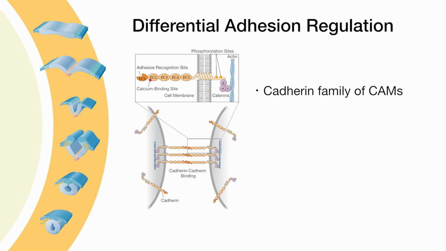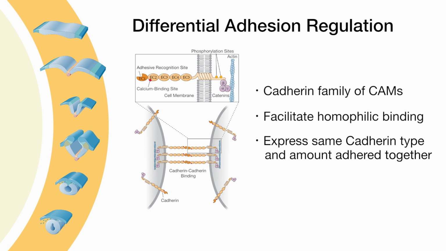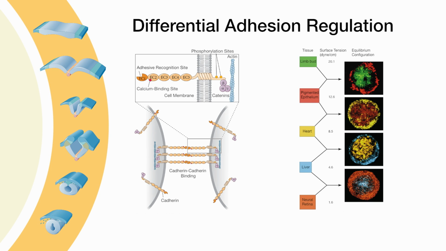One such family of adhesion molecules that is known to regulate differential adhesion is the cadherin family of CAMs, cell adhesion molecules. Cadherins facilitate homophilic binding between cells that serve to keep cells expressing the same cadherin type and amount adhered together. In fact, you may recall from Chapter 4 in the 11th edition of Developmental Biology that different tissues exhibit different properties of surface tension based on the different amounts and types of cadherin molecules they are expressing.